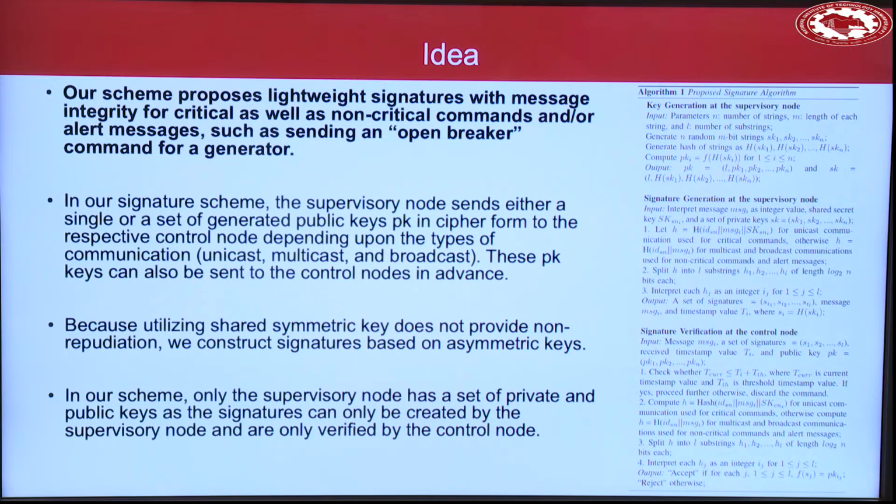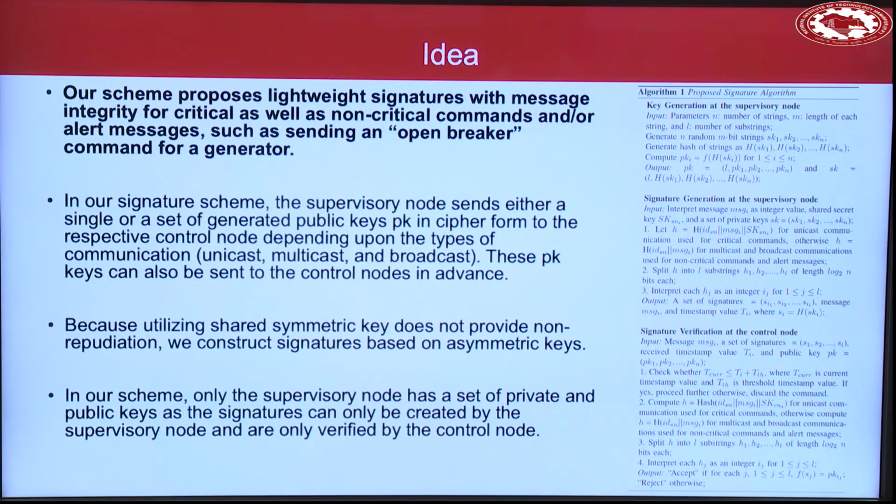So, in our scheme, the supervisory node, which is the control center, has a set of private and public keys, as the signature can only be created by the supervisory node. So, the signature can only be created by the control center and should be verified by the substation or the RTU. What we did is very simple, a kind of double hashing technique. We generate some random numbers, we call them secret keys, SK1 to SKn, and I'm passing these numbers to a hash function and doing double hashing and calling it my signature. When I do double hashing, I decide which hash function to use at runtime.